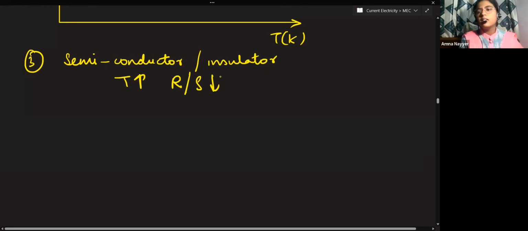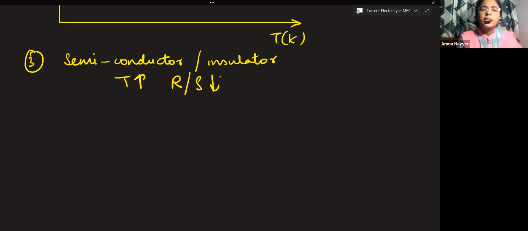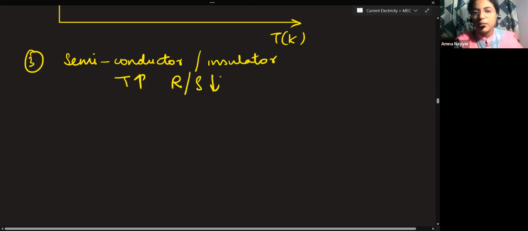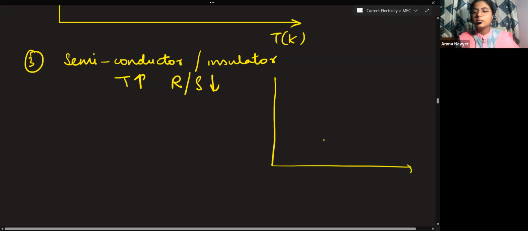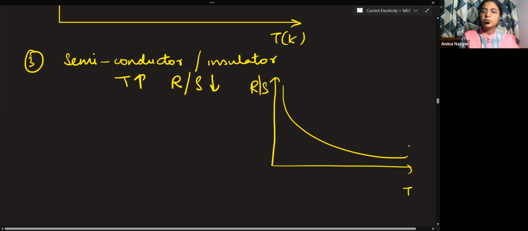The reason is that here the dominant factor is N. N means the number density. That's why when temperature increases, it affects the resistance and resistivity. So the graph will be in this manner. Resistance and resistivity, this is temperature, in this manner. Both are inversely proportional.